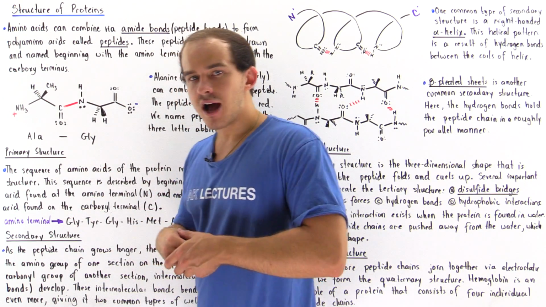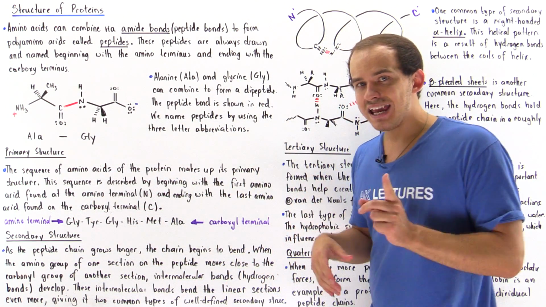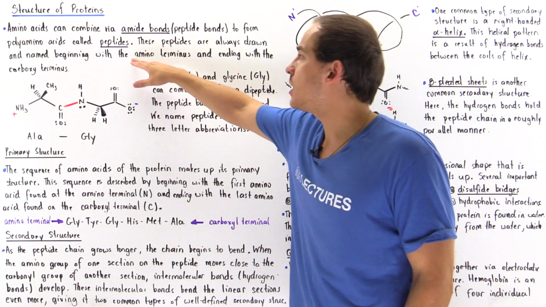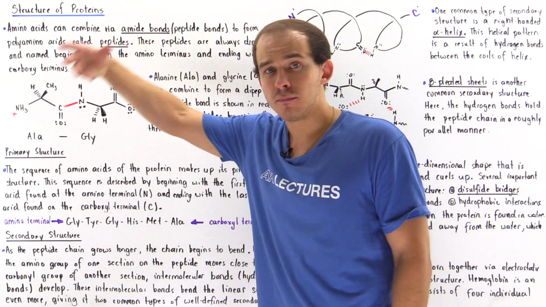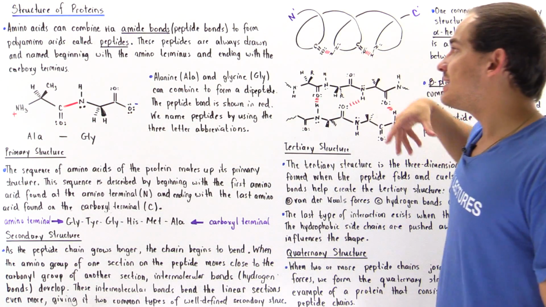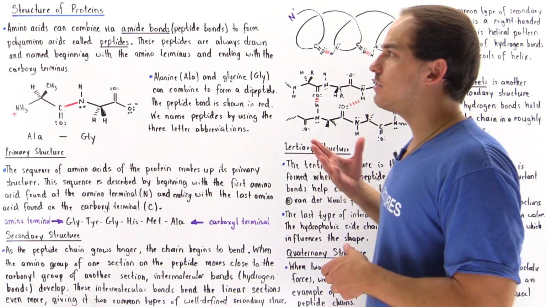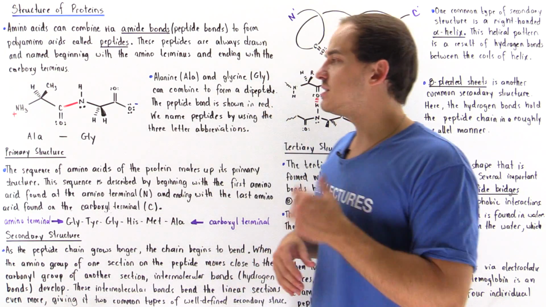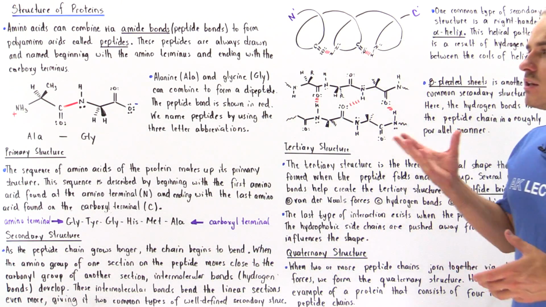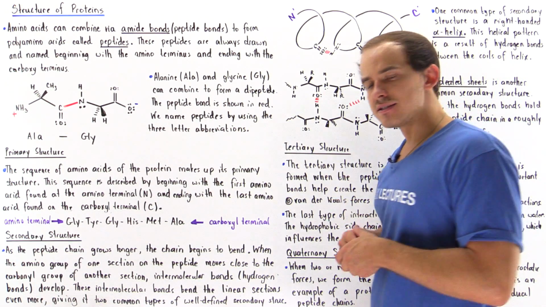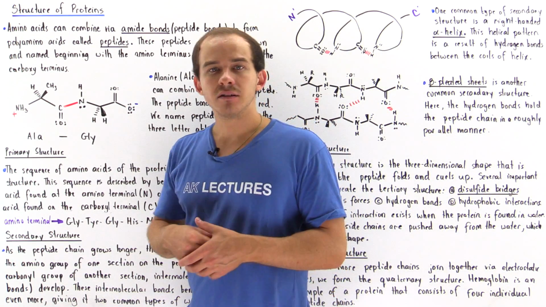Now, these peptides are usually drawn and named always beginning with the amino terminus of our amino acid on one end and ending with the carboxy terminus on the last amino acid on that peptide chain. So to see exactly what we mean by that, let's combine two amino acids. Let's combine alanine and glycine.